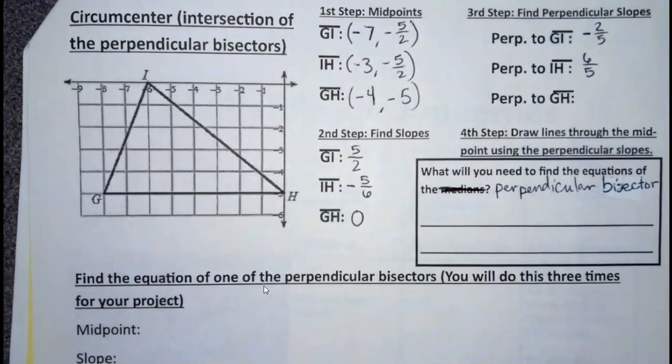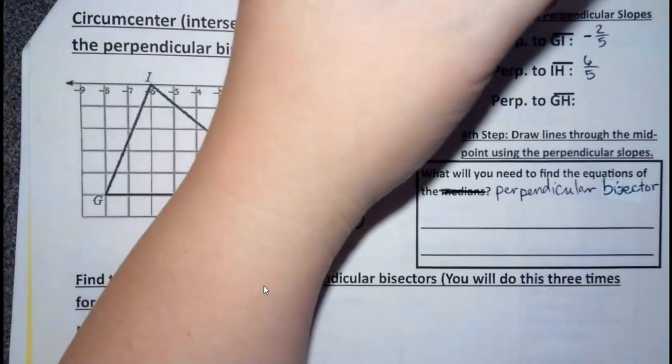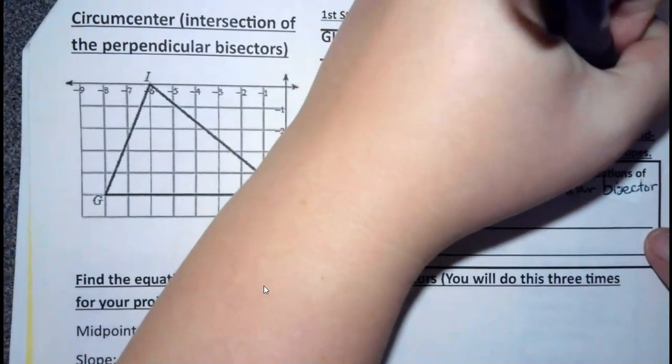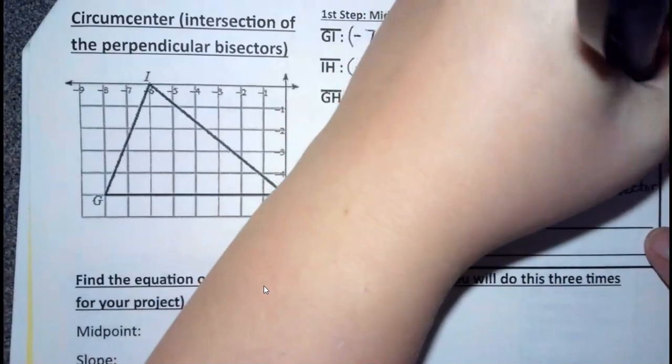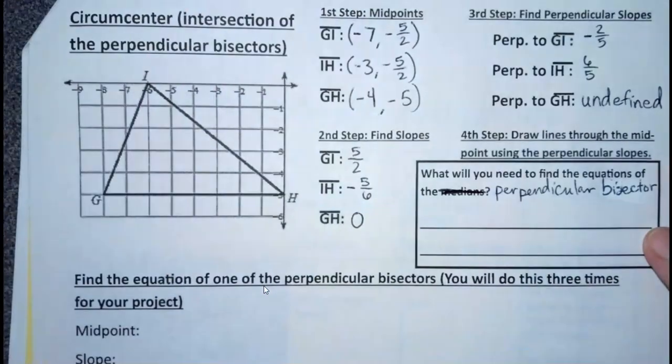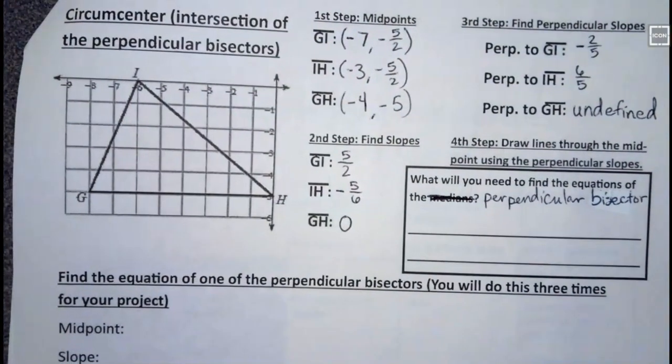All right, perpendicular to 0. Who knows what that is? Undefined. All right, every single project is going to have at least one line where it's either a horizontal or a vertical line. You're going to have to know that perpendicular to 0 is undefined, perpendicular to undefined is 0.